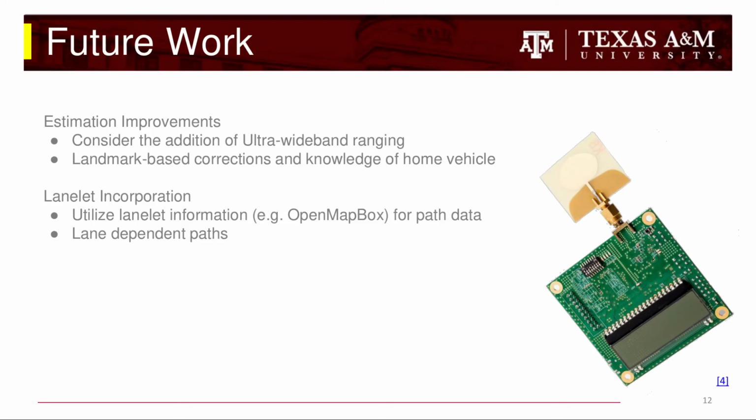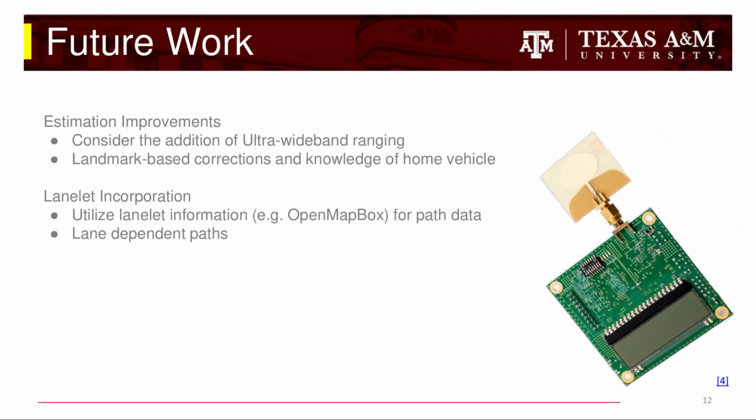In the future, there are a number of improvements we would like to make for the cones. First would be improving the localization accuracy of the systems. To do this, we are considering adding ultra-wideband ranging modules. This would allow the cones to range not only between each other and collaboratively localize, but also between a possible landmark on the home vehicle itself or highway infrastructure.